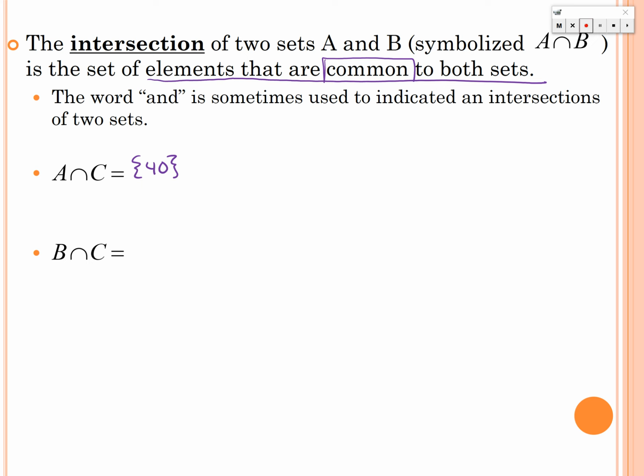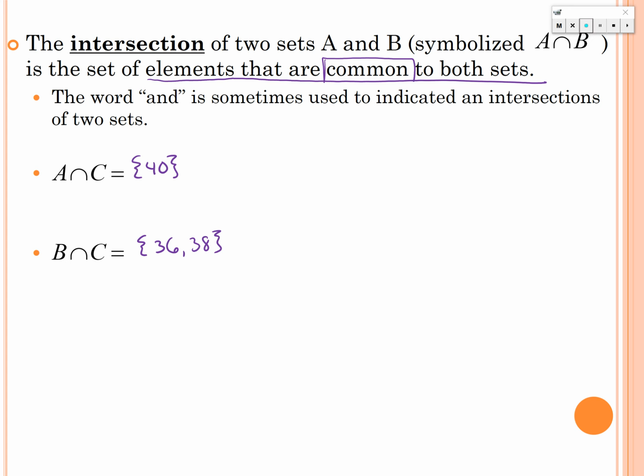36 and 38. Now, if you look, these are the same sets we were uniting on the last one. We did A union C and we did B union C. Look at how those two are different. Look on your sheets. Look how they're different.